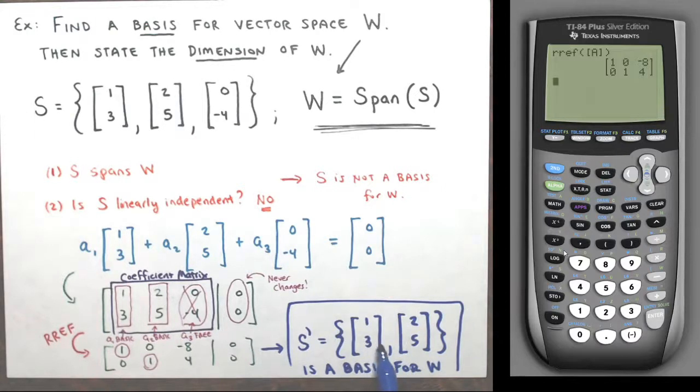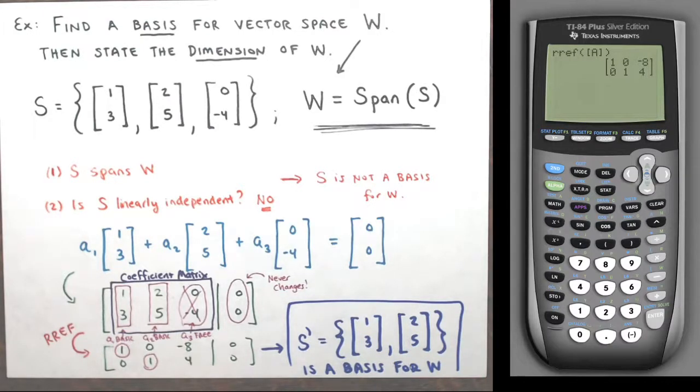Additionally, these are independent. Again, that's kind of being brought out from this little system solving and reduced echelon form here with the pivot columns. But you can also double check on your own. There's two vectors, and remember, a set of two vectors is linearly independent if they are not scalar multiples of each other, which these are not, right? So I have found a basis for this span of S. I have found a basis for my vector space W, and this basis has two vectors in it.